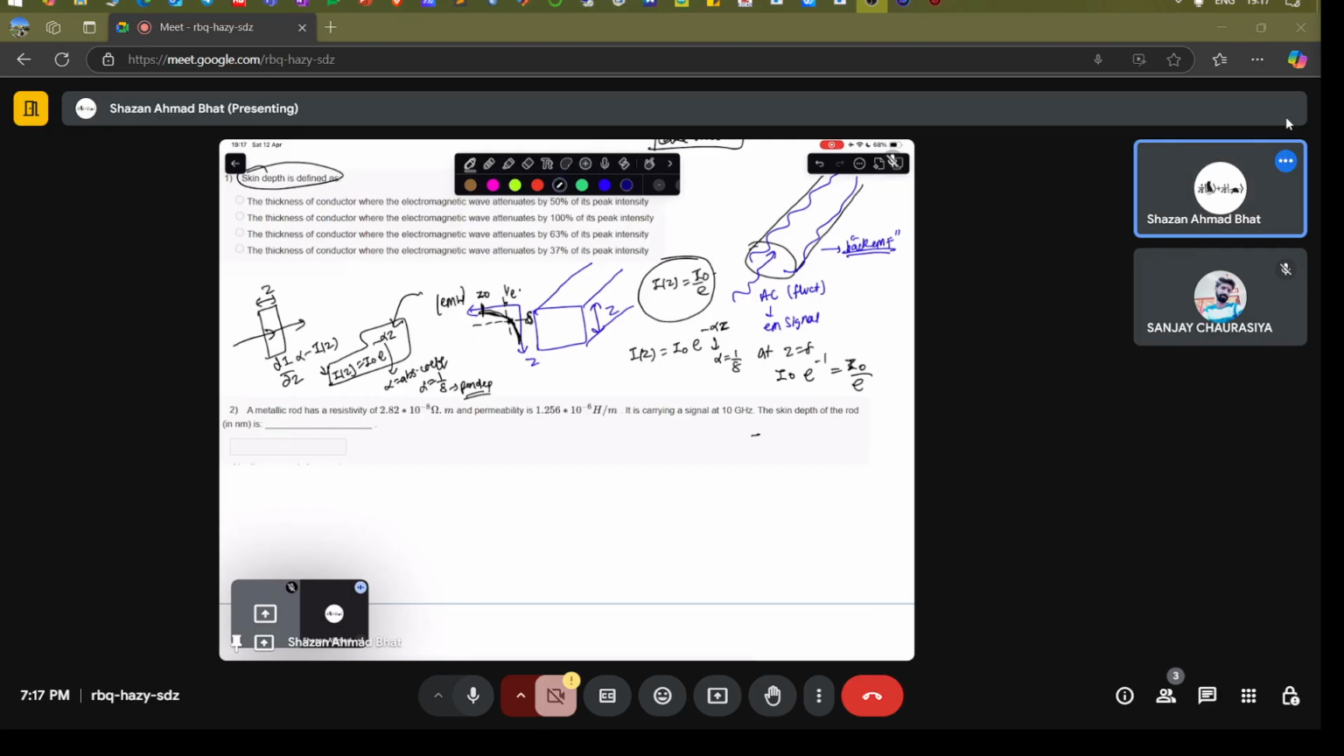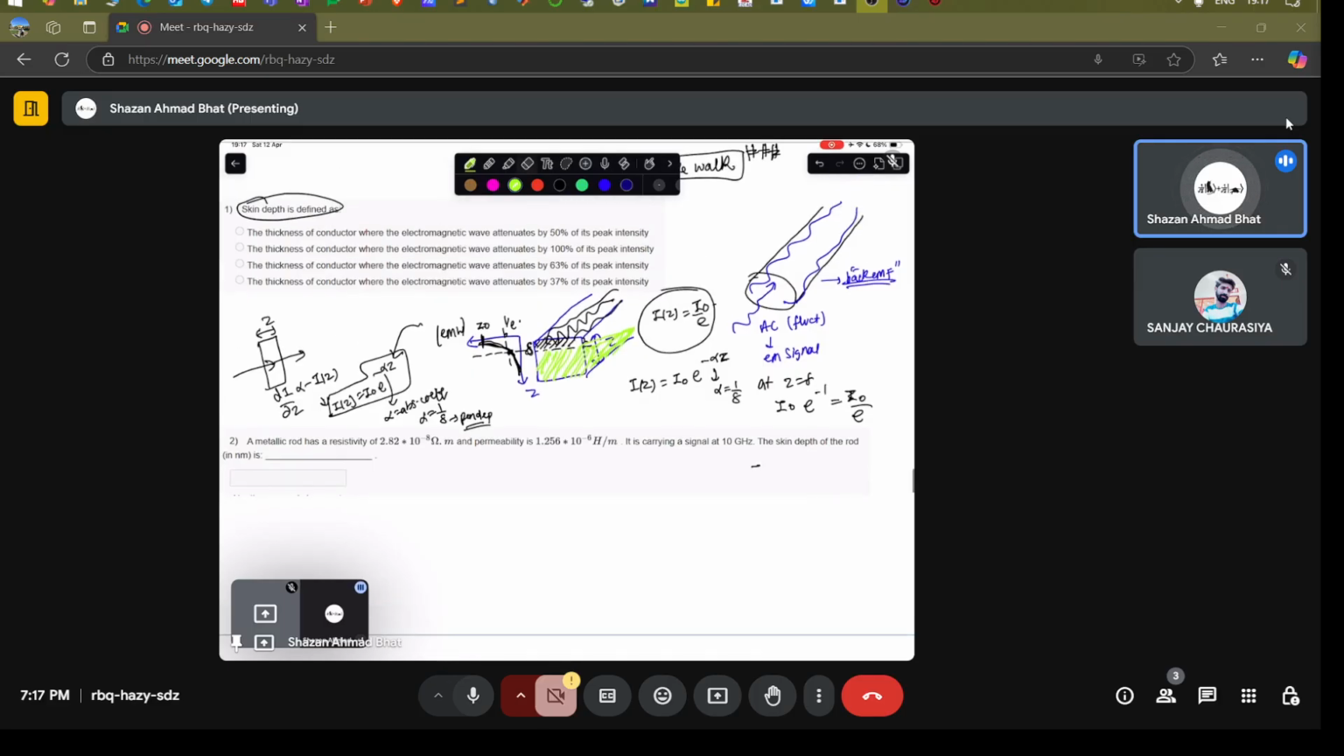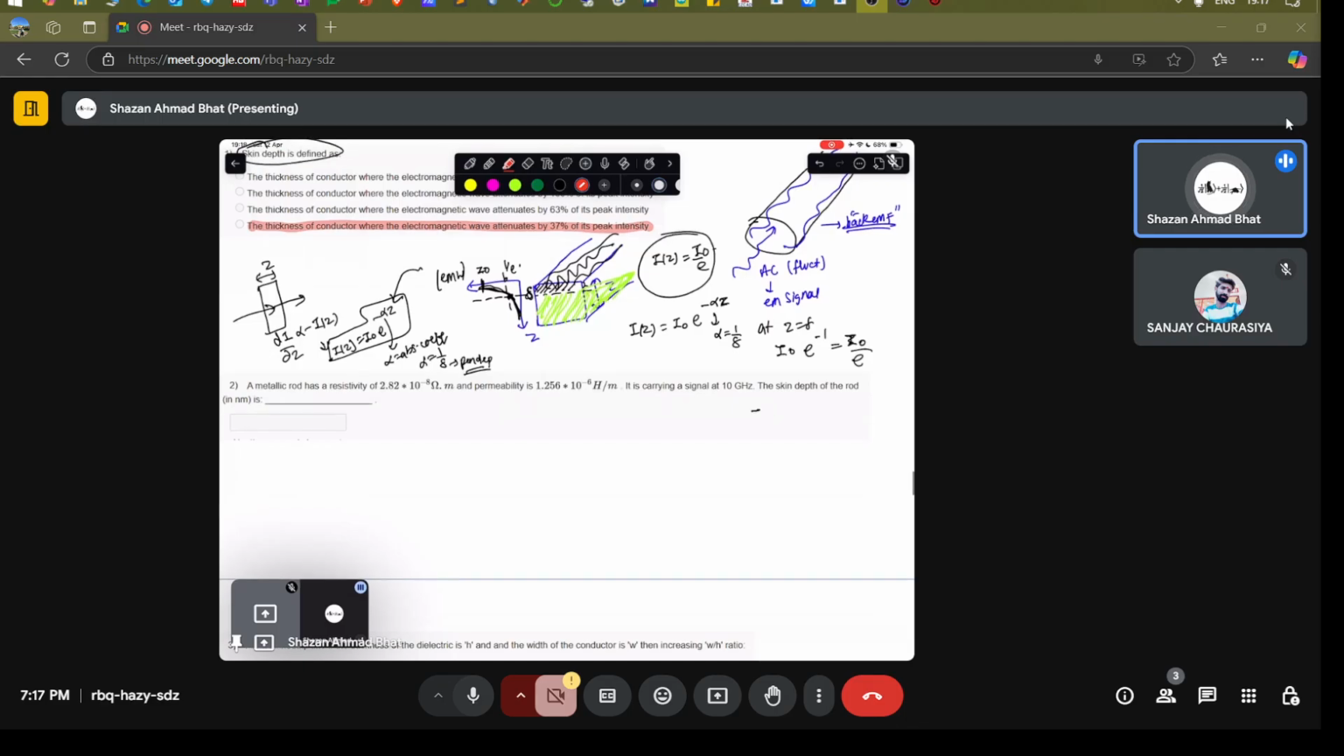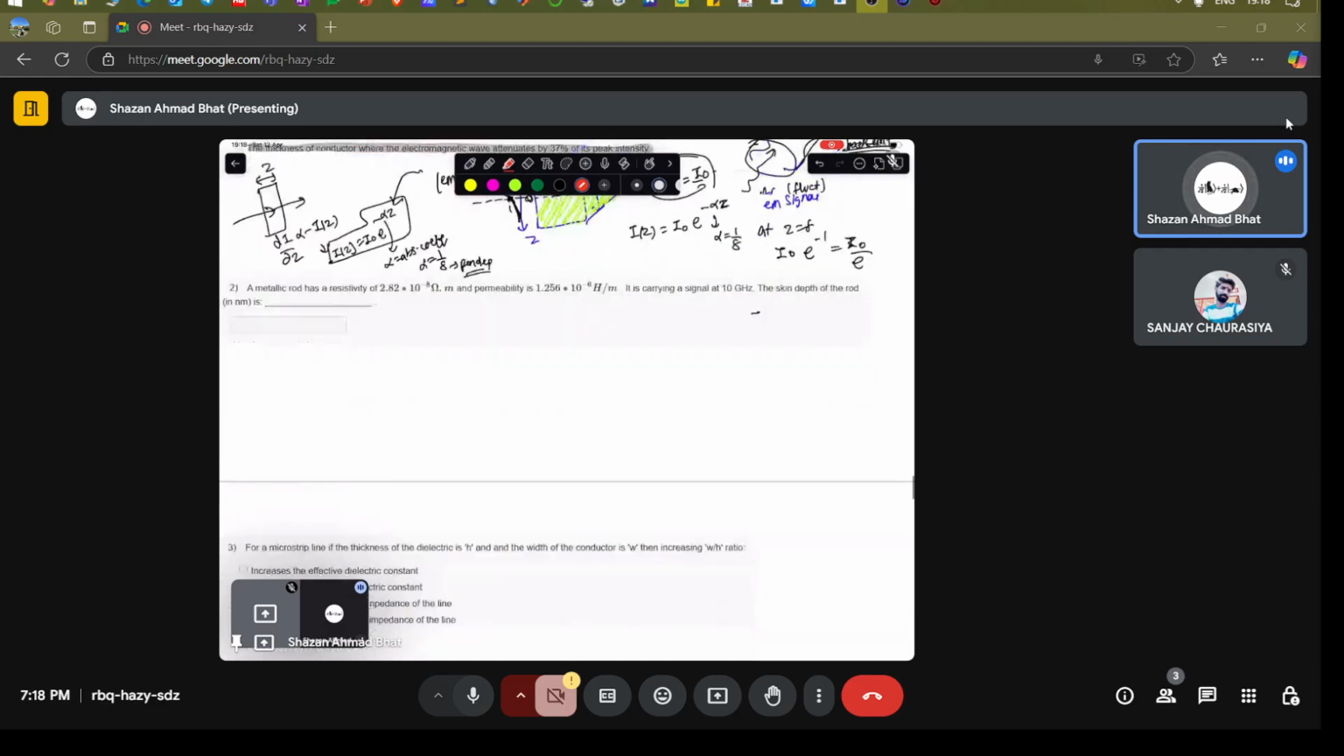That means most of the wave is going to penetrate only up to this layer, and most of the wave is going to travel near the periphery, the surface. So this thickness will be unused. It will be redundant. That is the answer to this question. The thickness of the conductor at which the electromagnetic wave attenuates to 37% of its peak intensity is what you call the skin depth.